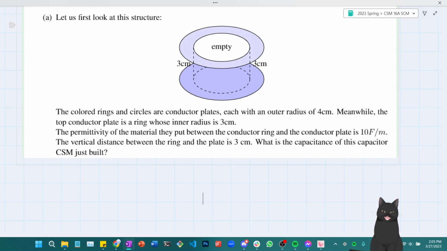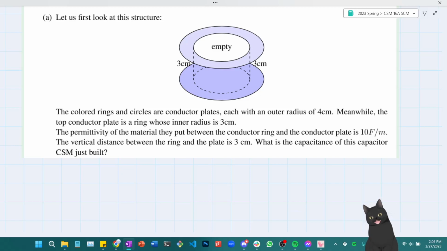So here we have a structure for a peculiar capacitor where first of all, the colored rings and the circles are conductor plates, each with an outer radius of 4 cm, and furthermore, the top conductor plate is a ring. So it has an empty section in between the disc, and the inner section that's empty has an inner radius of 3 cm. The permittivity of the material they put between the conductor ring and the plate is 10 farads per meter, and the vertical distance between the ring and the plate is 3 centimeters.